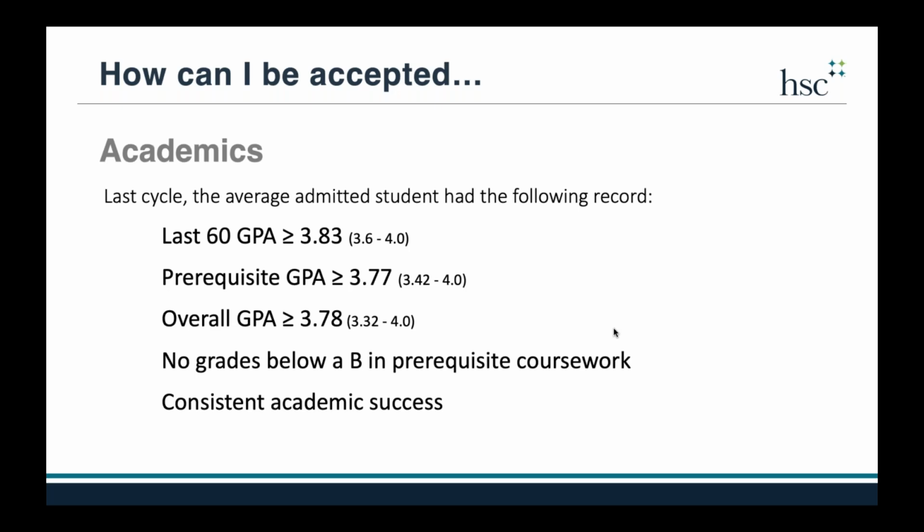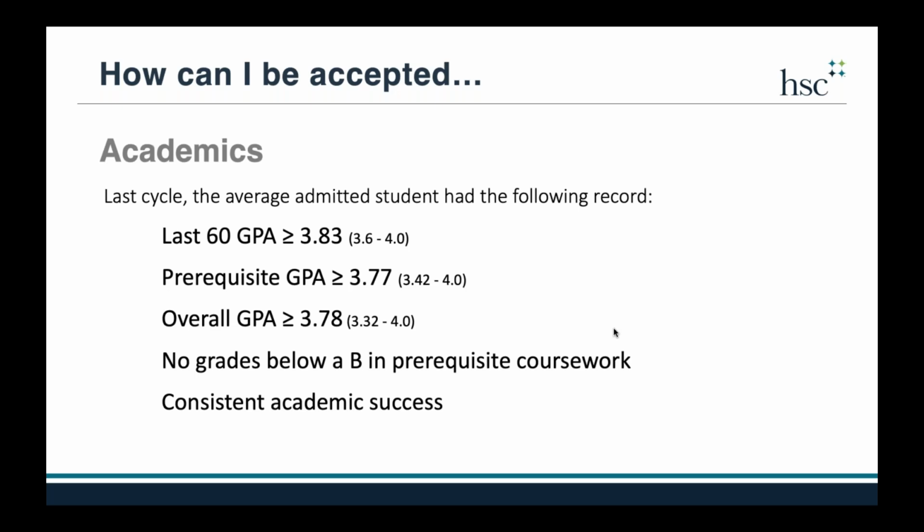We look less heavily at overall GPA. We give most consideration to the performance in the last 60 hours and in the prerequisite courses. But if you're looking at a range for overall GPA, admitted students were somewhere between a 3.3 and a 4.0. But again, that average was higher. And so usually when we see a candidate who joins the program with a lower than average overall GPA, we see that there's an upward trend in their academic performance. So they have a stronger prerequisite GPA, they have a stronger most recent 60 hours GPA.